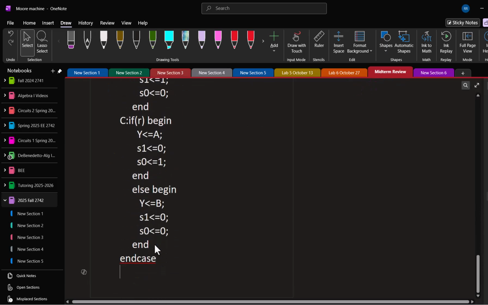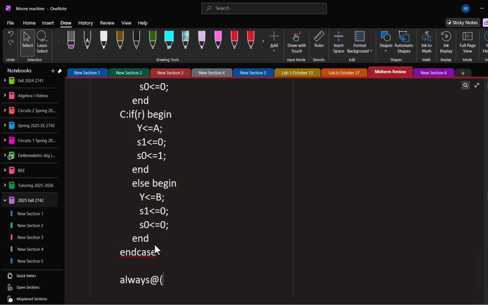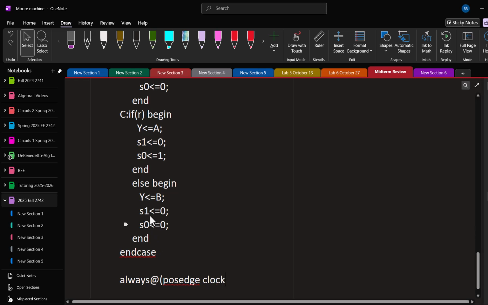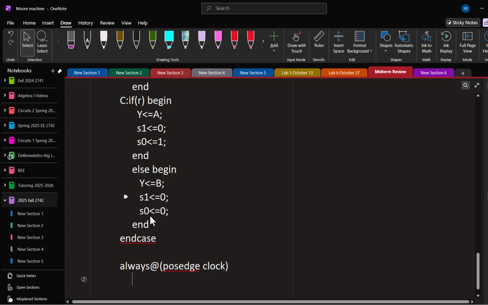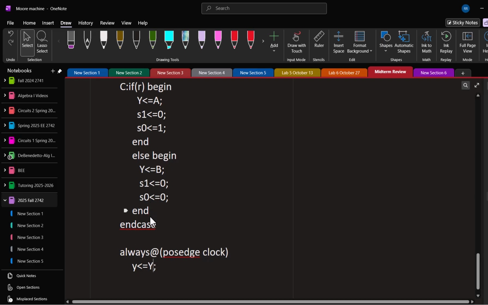And then I'll have my next always block, which is going to be always at, and typically when you're writing these yourself, you're not going to have a reset. You can. So if you want to put one in, you can. I'm not going to have a reset on mine because I didn't put that in as an input. So I'm just going to have always at positive edge clock. And I just will have the one line in here. Lowercase y becomes equal to uppercase Y. And that's the end.